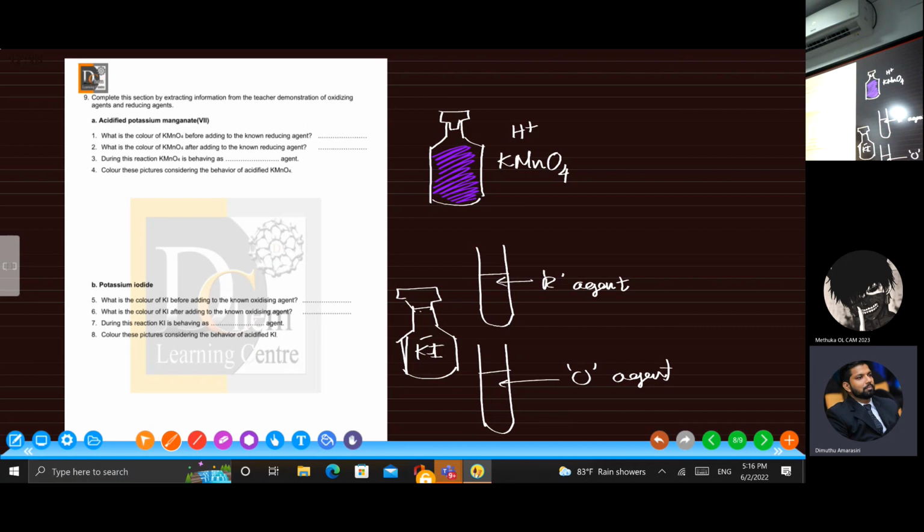Okay. What is your well-known reducing agent? Potassium iodide. What is its color change? Colorless to yellow, or rather yellow or brown. Done. Redox reactions done. Next day, reactivities. Get ready for the reactivity series.